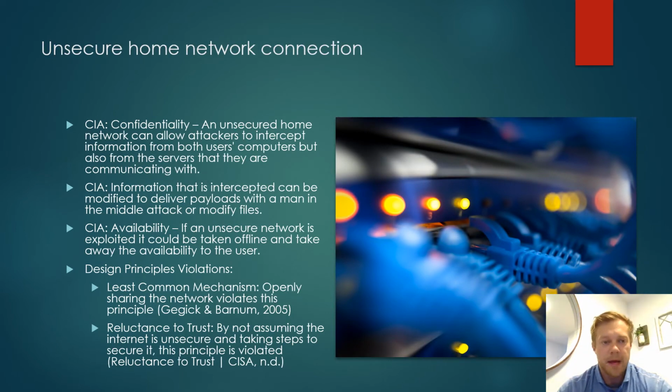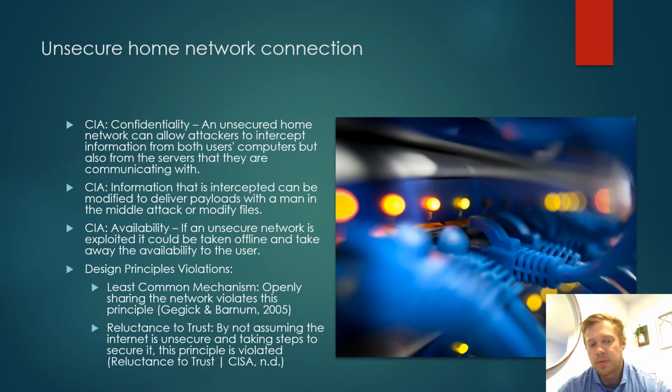So unsecure home network connection. Let's talk a little bit about that. Confidentiality is broken in an unsecure home network because it allows hackers to intercept information, maybe on your side or maybe from the company side, and they can use that information to break confidentiality. They can also do a man-in-the-middle attack and affect integrity of files and change information being sent back and forth. And then availability. If your network is unsecure, they may be able to take you offline.